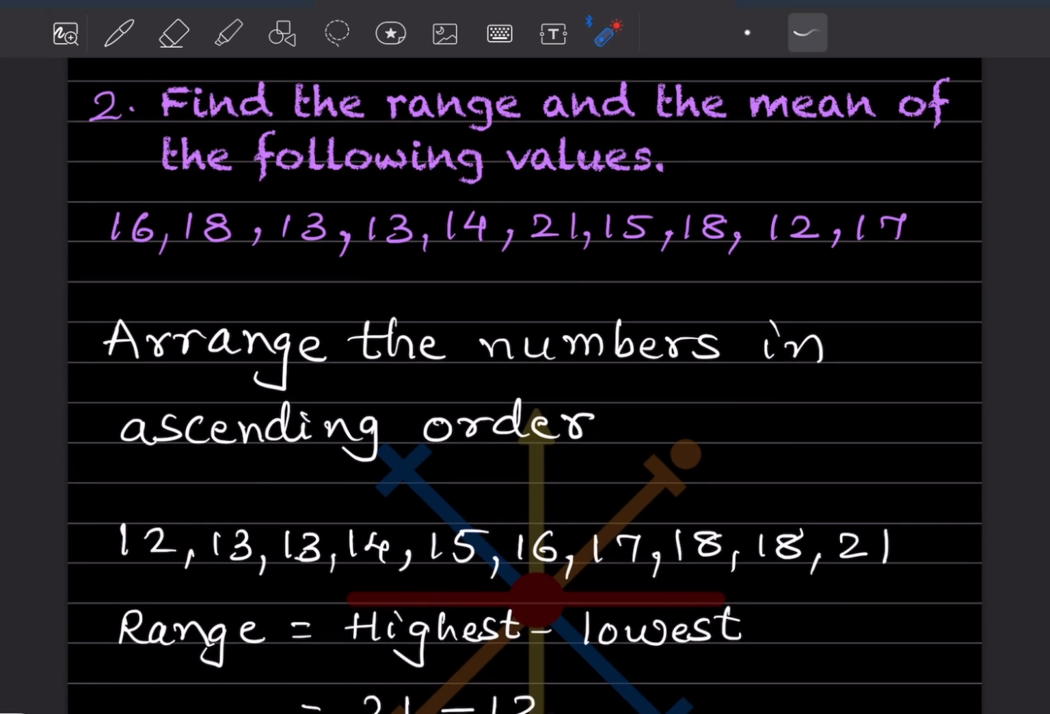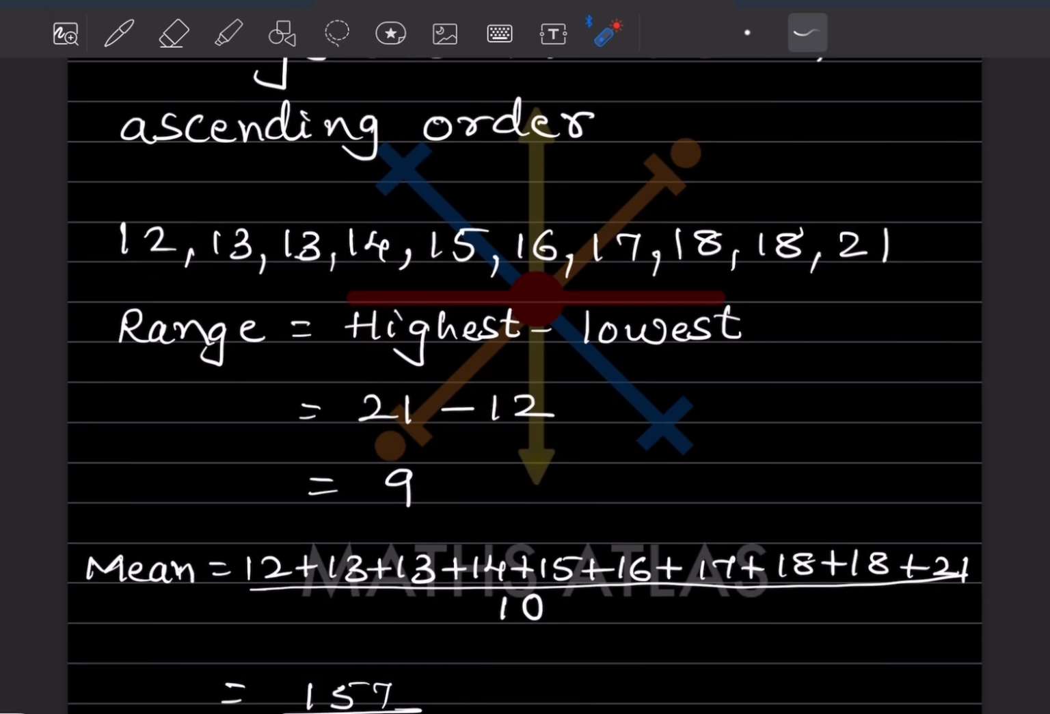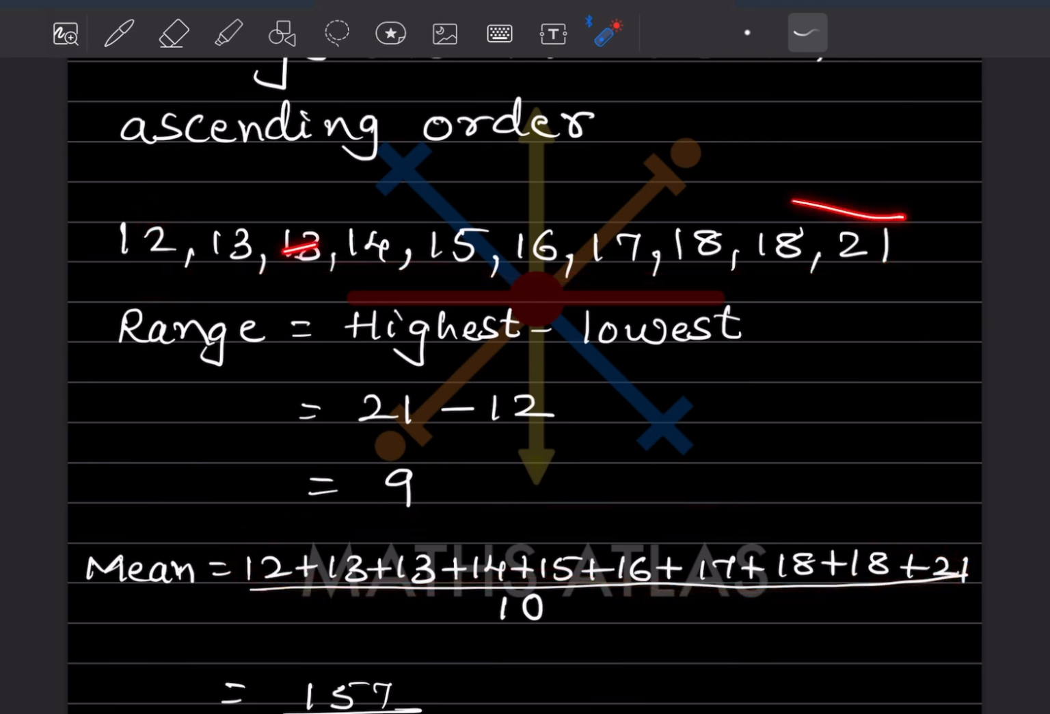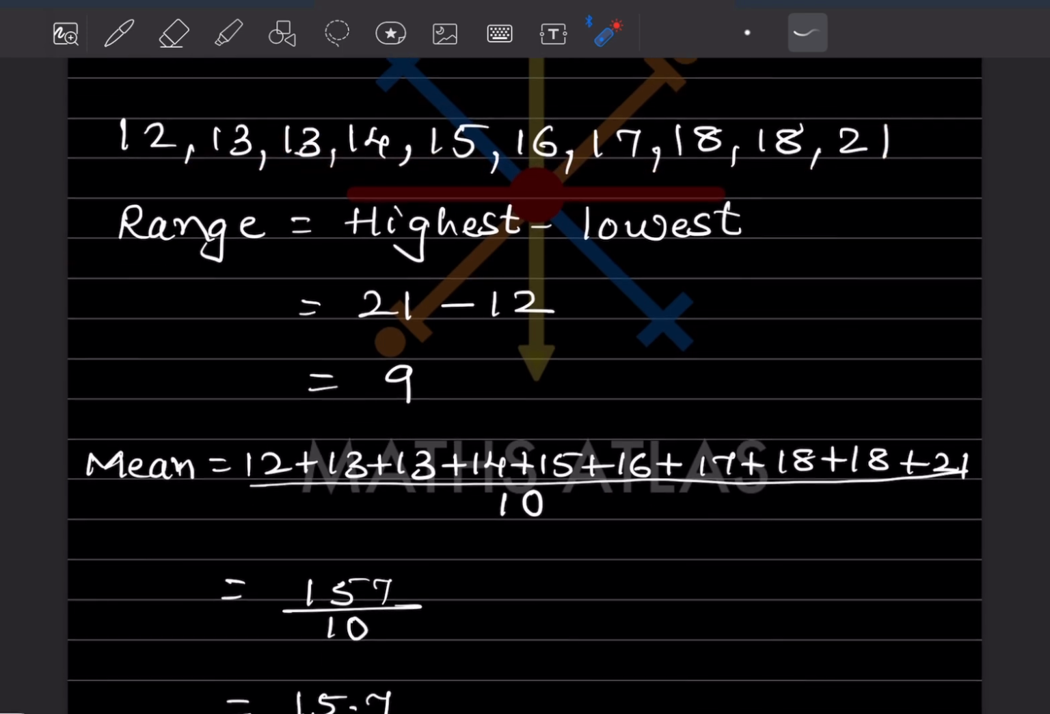And then we have to find out the mean. So mean, you know, is the sum of all observations divided by the number of observations. So here you will start from this number and go to this number, add them, and divide by the total numbers. These total numbers are 10. So you are going to divide it by 10. So this will be 157 divided by 10. So you will go backwards 1 point. So that answer is 15.7.